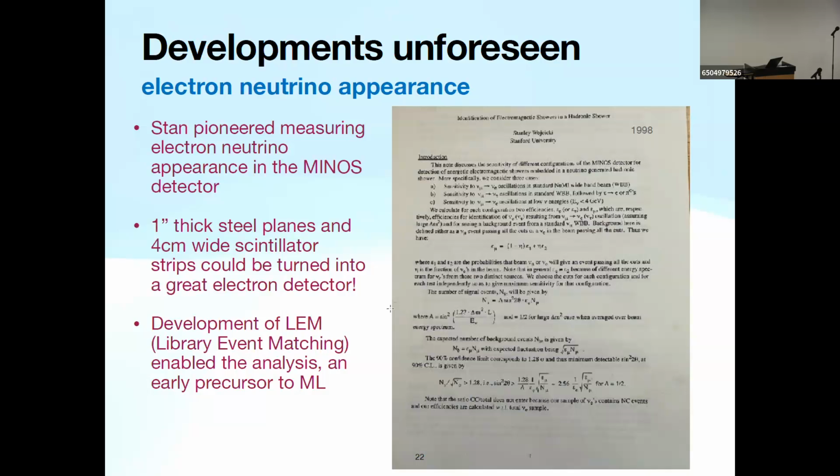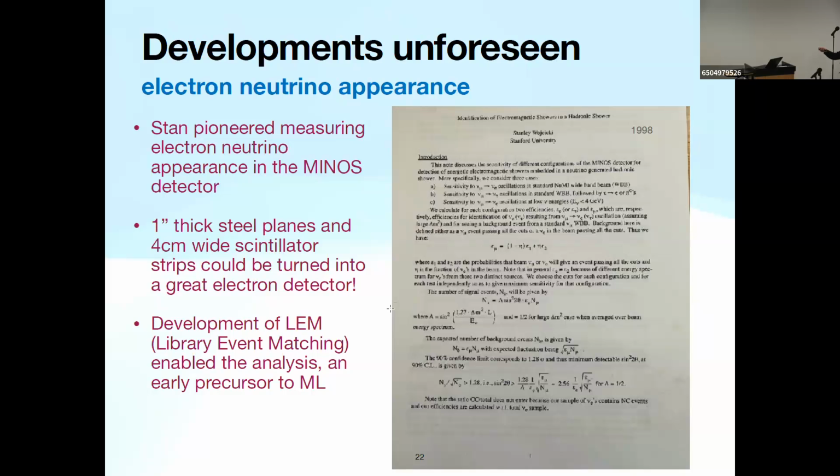The muons would be easily visible as they went through the steel. And we didn't think too much about trying to find electrons. But the subdominant appearance of electron neutrinos suddenly became important as soon as it was confirmed that the muon neutrinos were disappearing. We had to immediately start thinking about, okay, well, can we see the electrons?